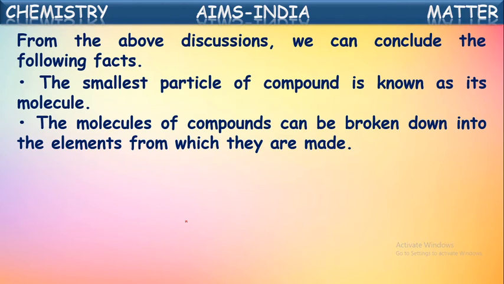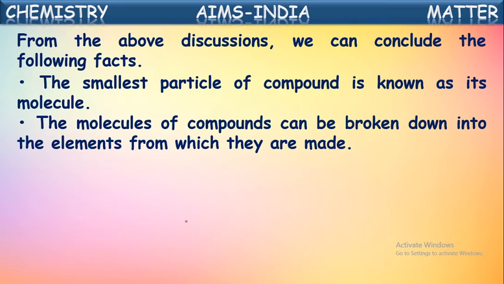The molecules of compounds can be broken down into the elements from which they are made. For example, water is made from hydrogen and oxygen. We know the molecular formula of water as H2O. It means it is made from hydrogen and oxygen.